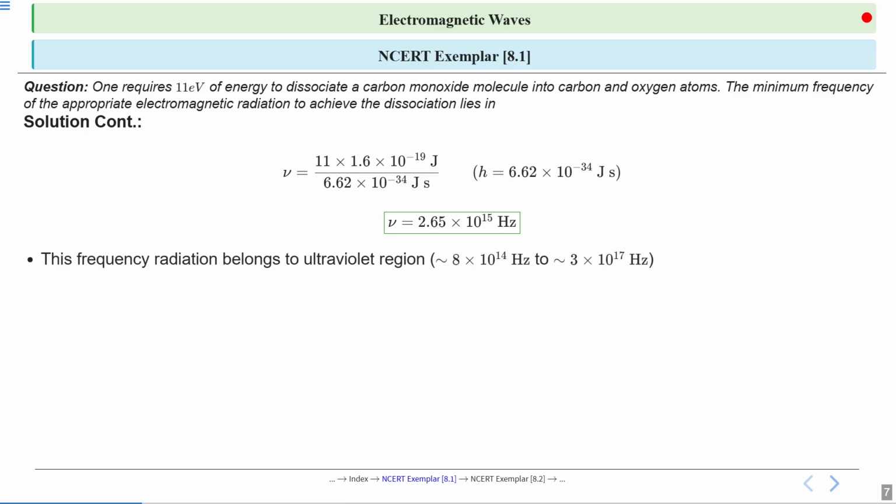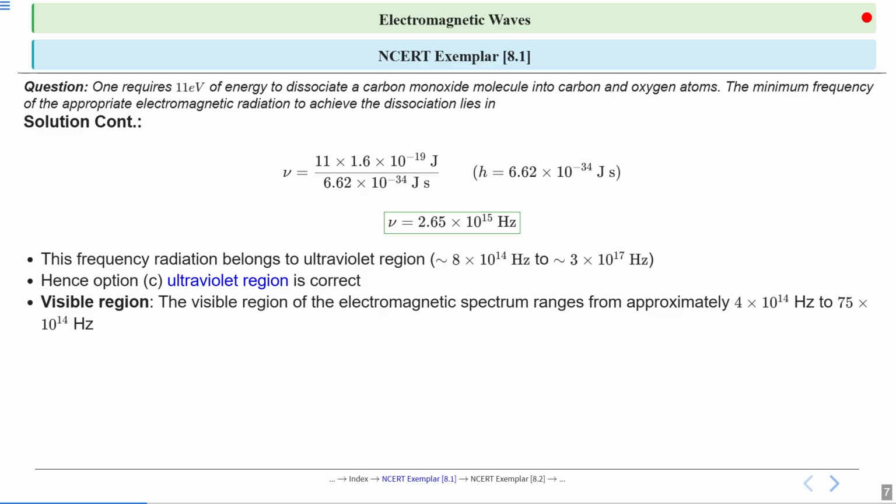So this frequency belongs to the ultraviolet region. The frequency band of the ultraviolet region is from approximately 8 into 10 raised power 14 hertz to around 3 into 10 raised power 17 hertz, and the frequency we have calculated is of order 10 raised power 15, which lies between these two values. So this frequency value lies within the range of the ultraviolet region. The electromagnetic radiation we require to dissociate the carbon monoxide molecule is in the ultraviolet region. So option C is correct.